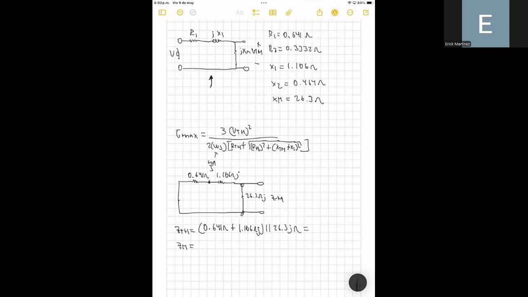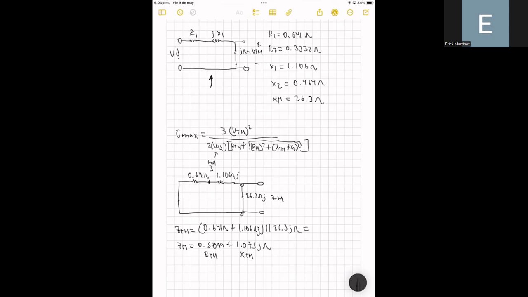If you make these operations, you will notice that the Thevenin impedance is equal to 0.5899 plus 1.075 J ohms. This is the Thevenin impedance. This is the real part, and this is the imaginary part. We refer to the real part as RTH, and the imaginary part as XTH. Those are the values that we need in the expression for the maximum torque.